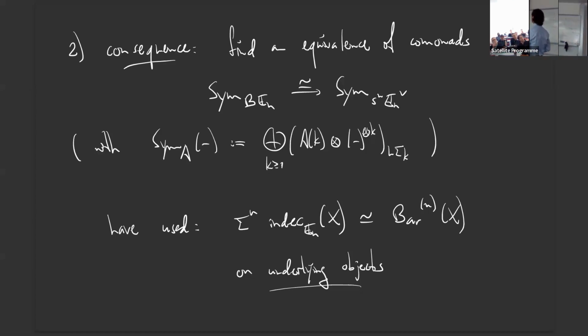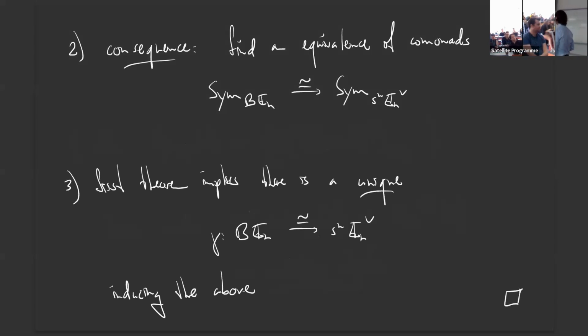But okay, so you have this equivalence of comonads now, and you can apply a form of the theorem that I started with. It will tell you that an equivalence of comonads like this has to arise from a unique equivalence of cooperads like this.